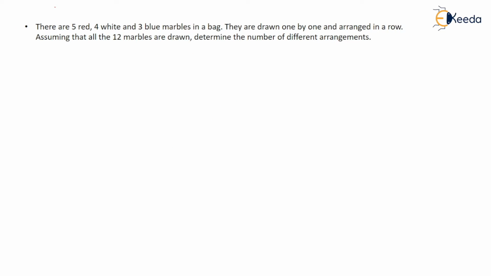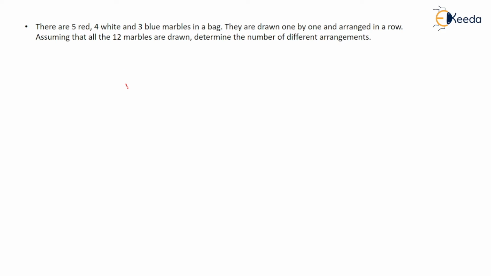Okay. There are 5 red, 4 white and 3 blue balls in a bag. They are drawn one by one and arranged in a row. Assuming that all 12 marbles are drawn, determine the number of different arrangements. Okay, this is the question. There are three types of ball, right? That is red, white, and blue marbles in a bag, and they are drawn one by one and arranged in a row.